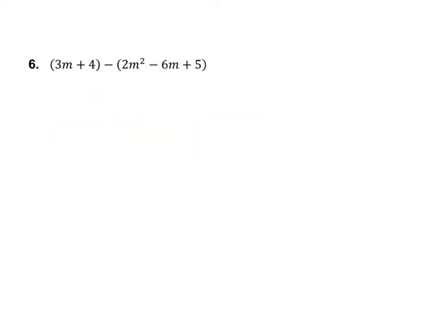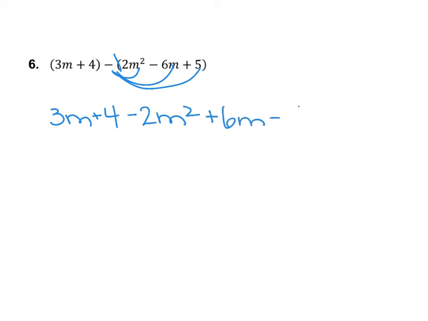All right, so for our next example, again, we're going to distribute that negative. And now notice that, I'll rewrite my 3m plus 4 minus 2m squared. Now a negative and a negative make a positive, so that's going to be plus 6m minus 5.